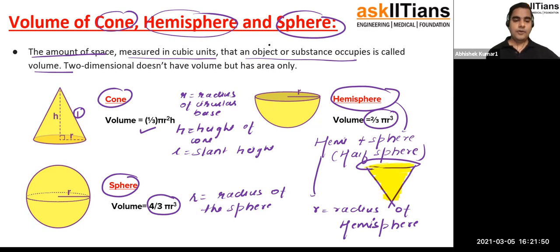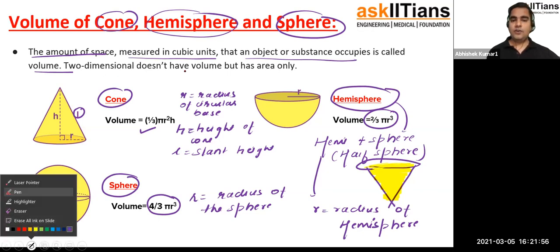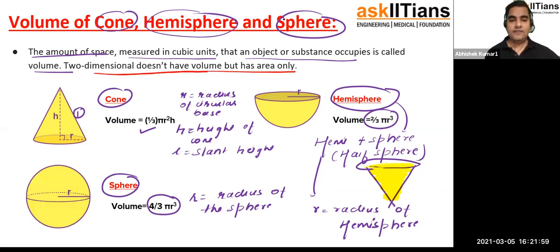And this is a very important point which is written here if you pay attention. What does it say? It says two-dimensional doesn't have any volume but area only. It is a very important point which students generally get confused about. They ask me, I have seen kids asking me, what is the volume of a rectangle, or what's the volume of a rhombus, or what's the volume of a square?